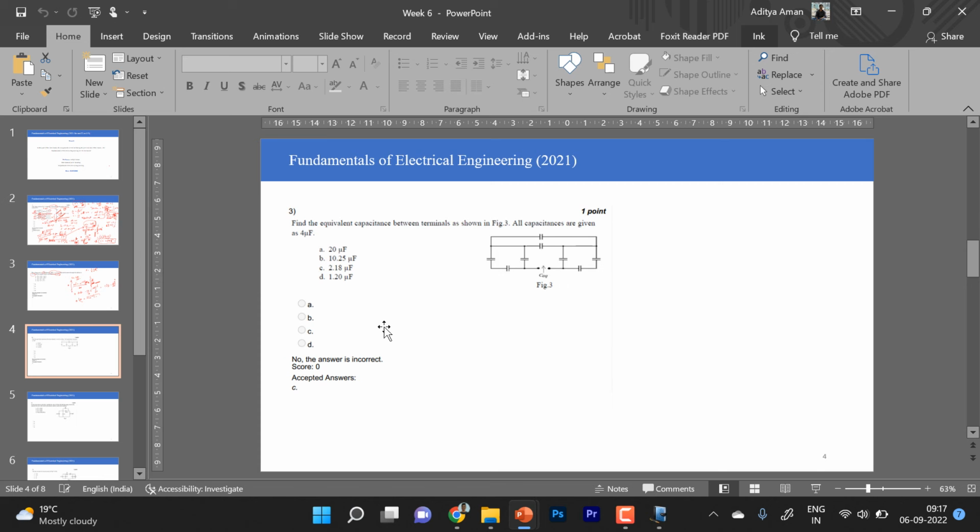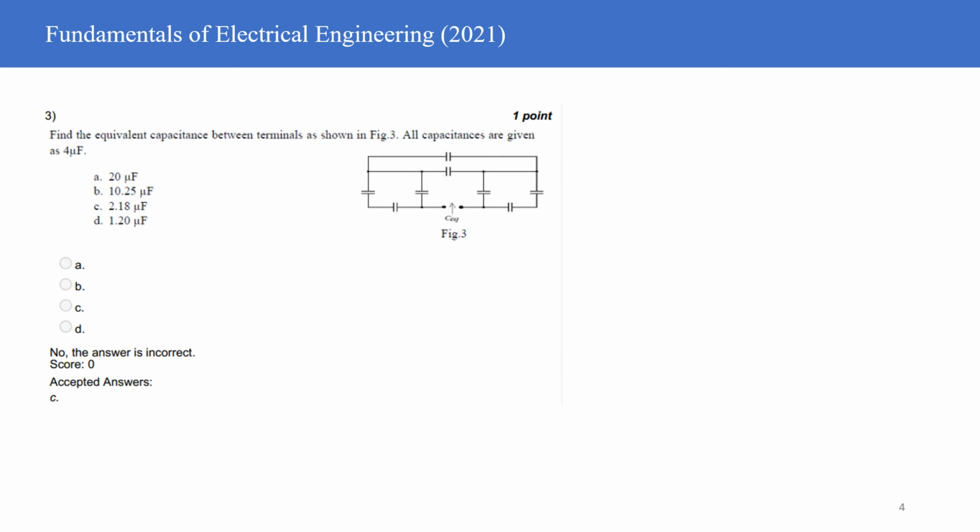So let me move on to the next question, which is very important. It's related to figuring out the solution of an RC network. Okay, it's not the solution, it is just figuring out the equivalent capacitance. So this is a very straightforward question then. All capacitances are of 4 microfarad.